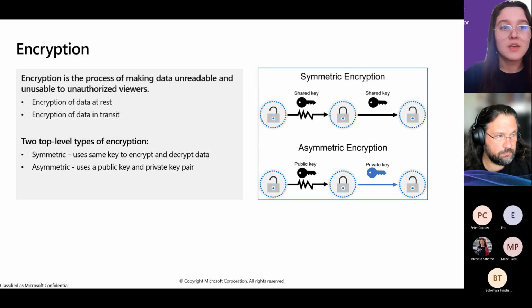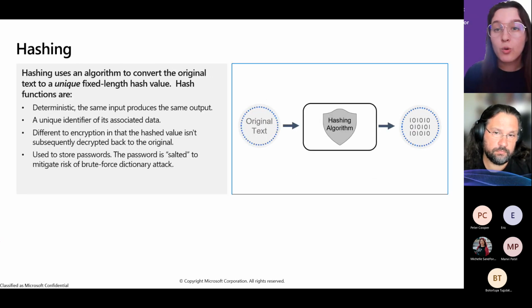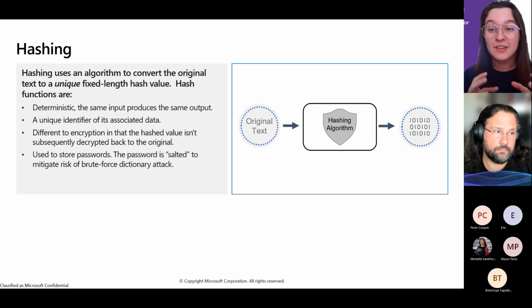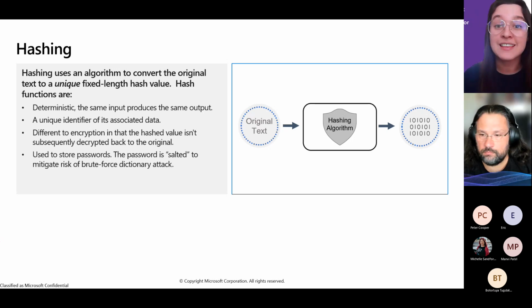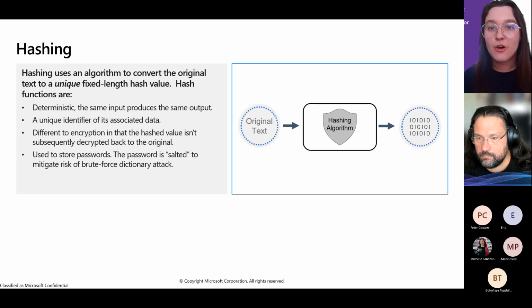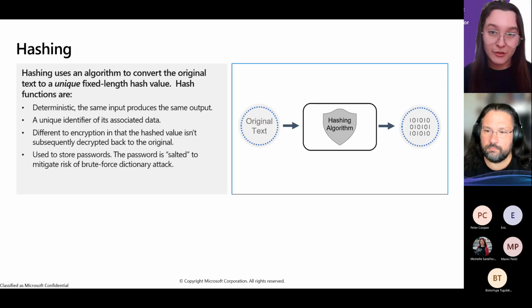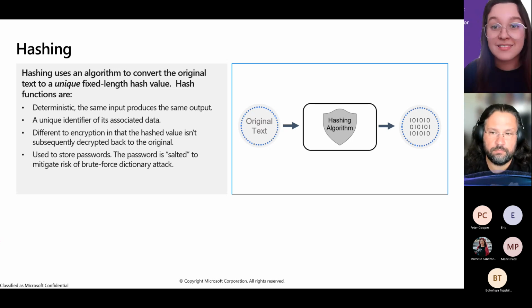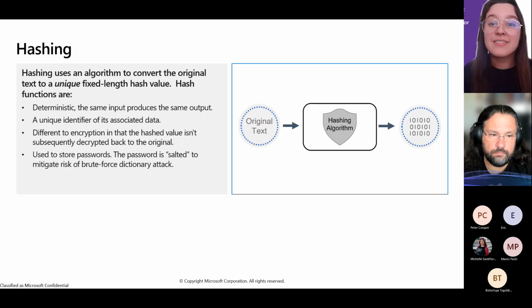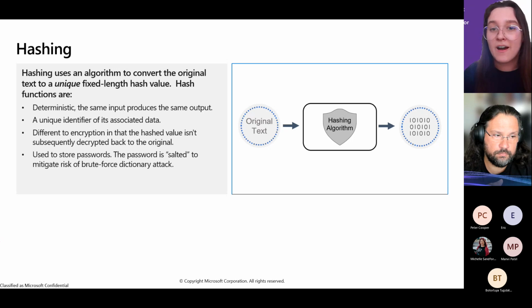And then we also have hashing. It's very important to know the difference, because when I first was learning all this stuff, I was getting quite confused between encryption and hashing. Hashing is an algorithm that converts the original text to a unique fixed-length hash value. Each time the same text is hashed using the same algorithm, the same hash value is produced. That hash can then be used as a unique identifier for its associated data.